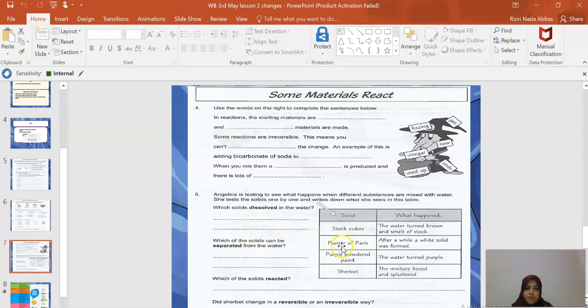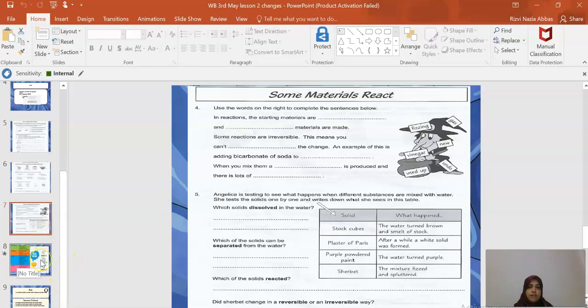Do you think the stock cube dissolved, plaster of Paris has dissolved? Which has dissolved? Which of the solids can be separated from water? Which one can you separate? Which of the solids has reacted? Okay, did sherbet change in a reversible or an irreversible way? So when she added sherbet, the mixture fizzed up. So is it reversible or irreversible?